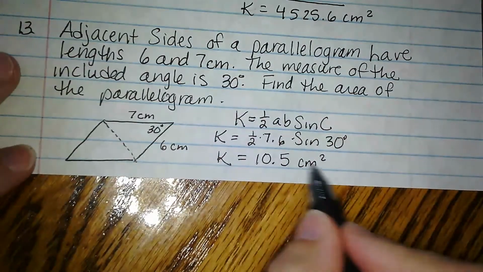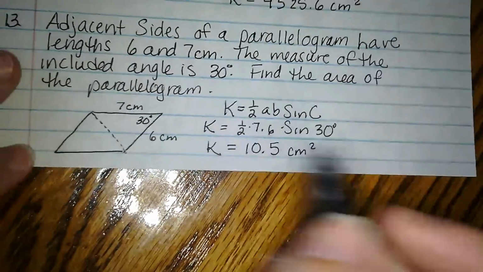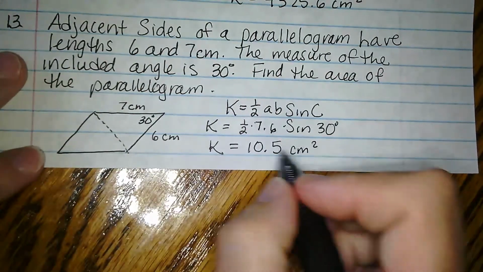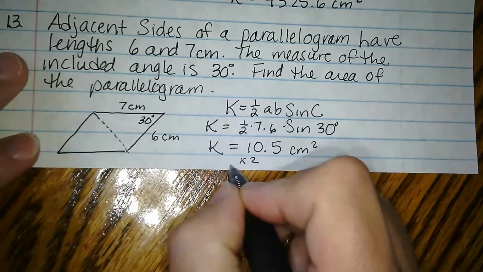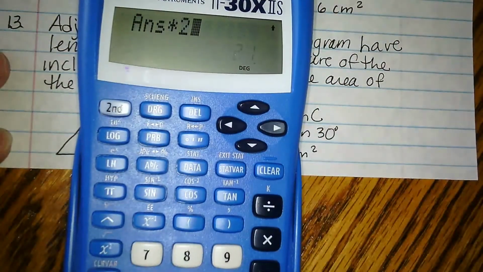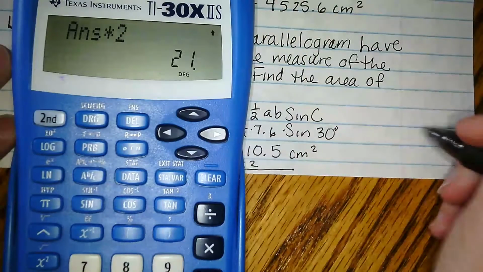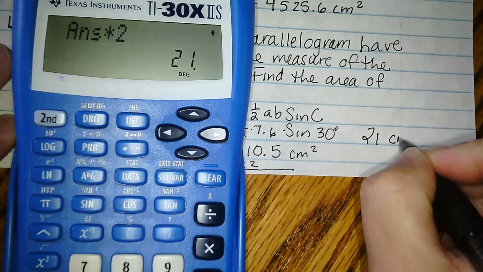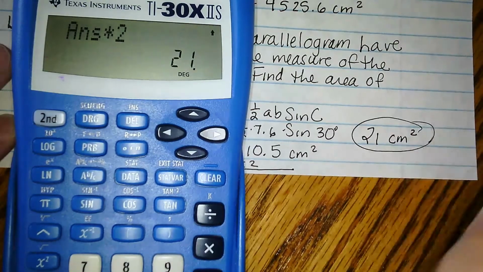This represents one triangle. But because there are really two of them, what we would have to do is double it. So if we multiply this by 2, we're at 21 square centimeters for our answer here.